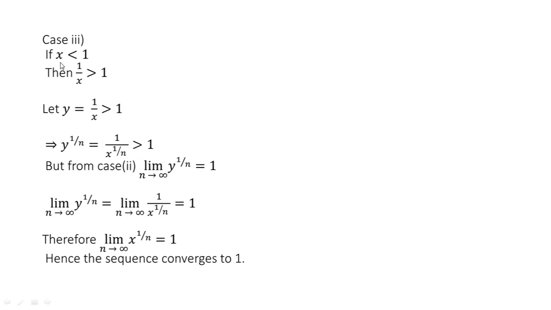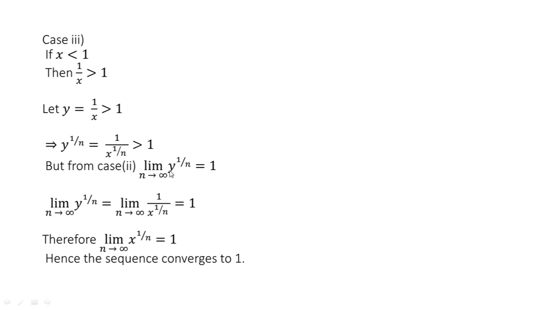Now let me see the third case, if x is less than 1. Now inverse both sides. 1 by x: when we take the inverse, less than becomes greater than. 1 by x is greater than 1. Let me have this 1 by x as y. Take y is equal to 1 by x, and definitely y is greater than 1. That means y is greater than 1.